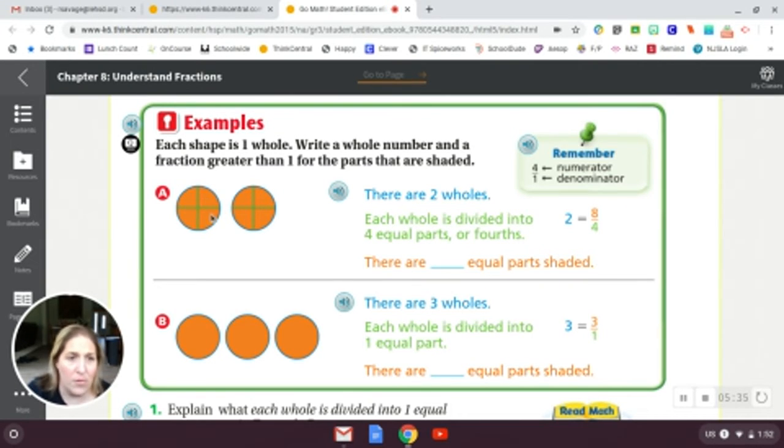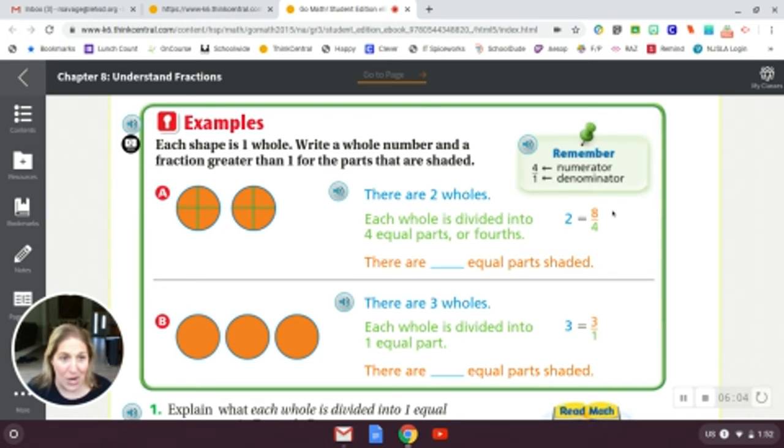1/4, 2/4, 3/4, 4/4. Look, I have another basketball. 1/4, 2/4, 3/4, 4/4. How many fourths are there all together in both basketballs? 1, 2, 3, 4, 5, 6, 7, 8. 2 whole basketballs, or 2, equals 8 fourths.